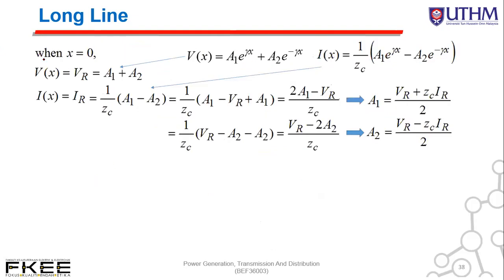When x equal to 0, we first recall that we have this value Vx, and we have the value for current, that is Ix. So for x equal to 0, Vx can be simplified. Exponent 0 will be 1, so we got VR equal to A1 plus A2. Similarly for Ix, or IR, we got IR equal to 1 over Zc times (A1 minus A2) for the case of x equal to 0.